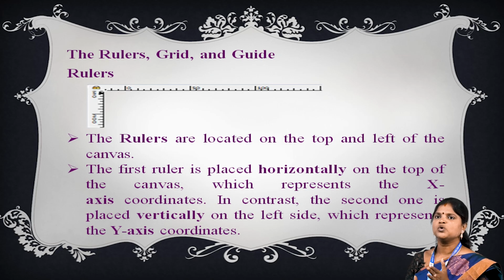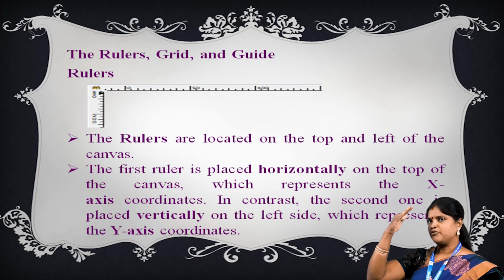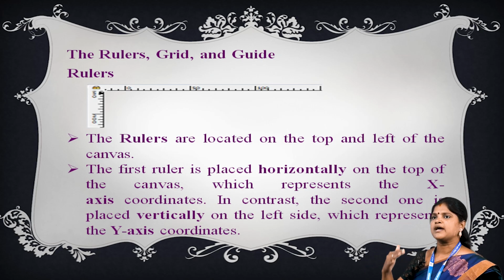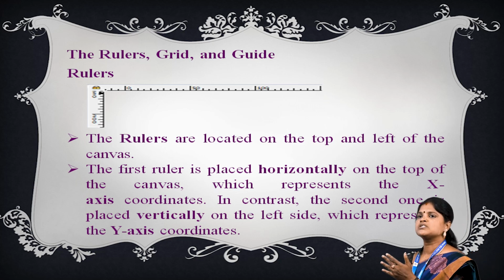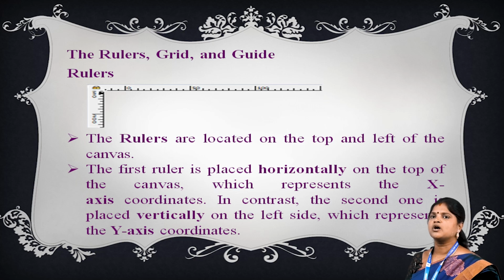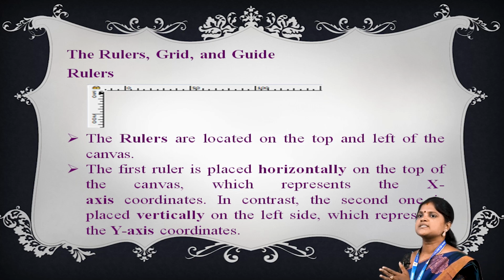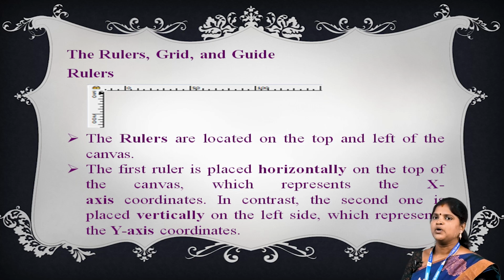Next one, ruler. Rulers are located on the top and left of the canvas. The first ruler is placed horizontally on the top of the canvas, which represents the x-axis coordinates. In contrast, the second one is placed vertically on the left side, which represents the y-axis coordinates. The rulers may represent distance in several measurement units.